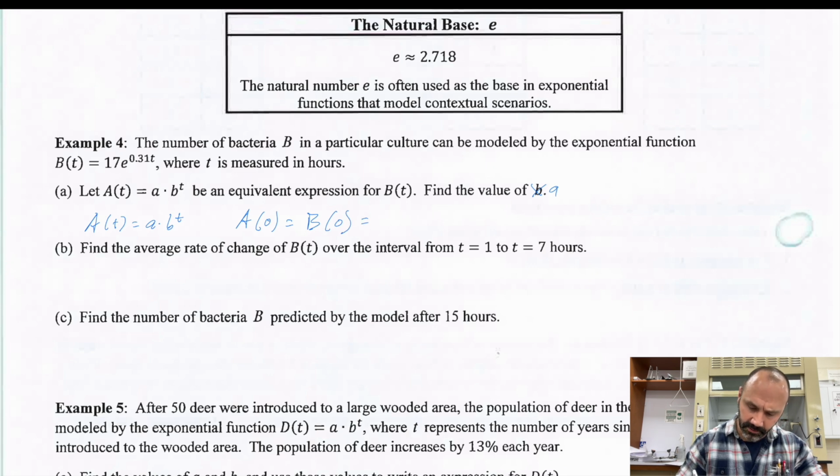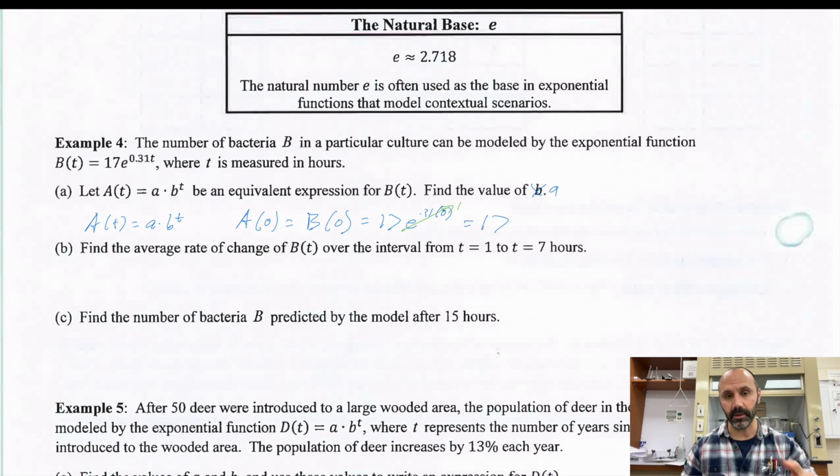And so b of 0, that would be 17 times e to the 0.31 times 0. And so this is just 1, and this is going to be equal to 17. I want the same value when I plug in 0 for a of 0. So that means that lowercase a, the initial value, is going to be the same for both, and that's got to be 17 also for big A of t.